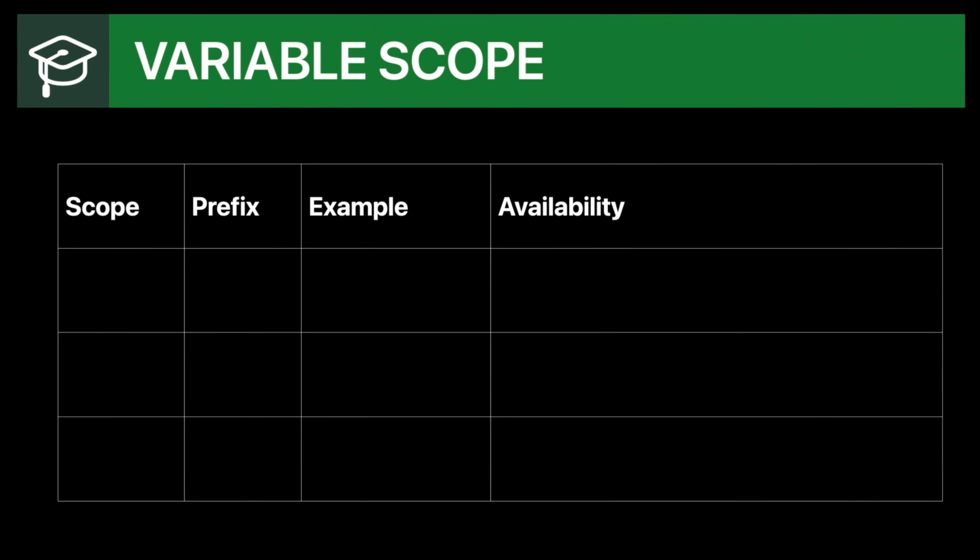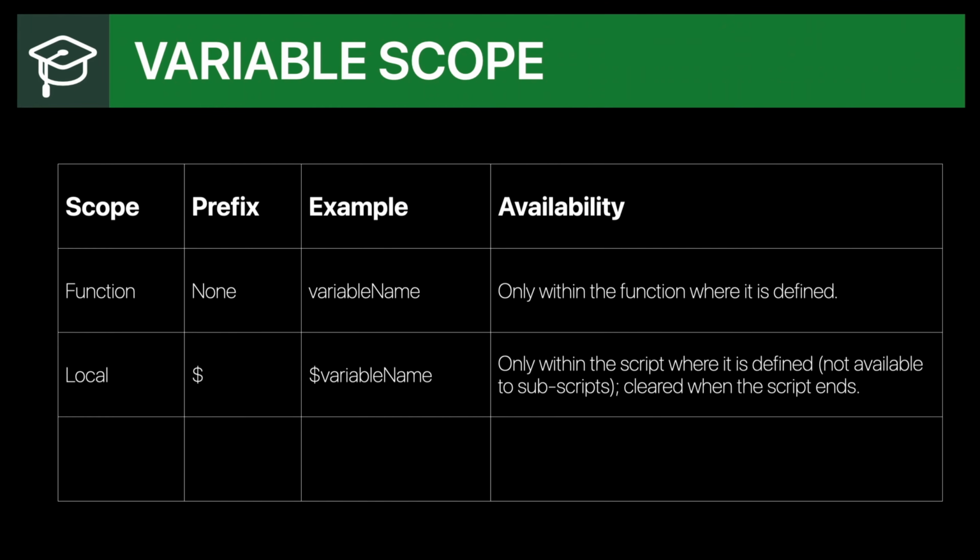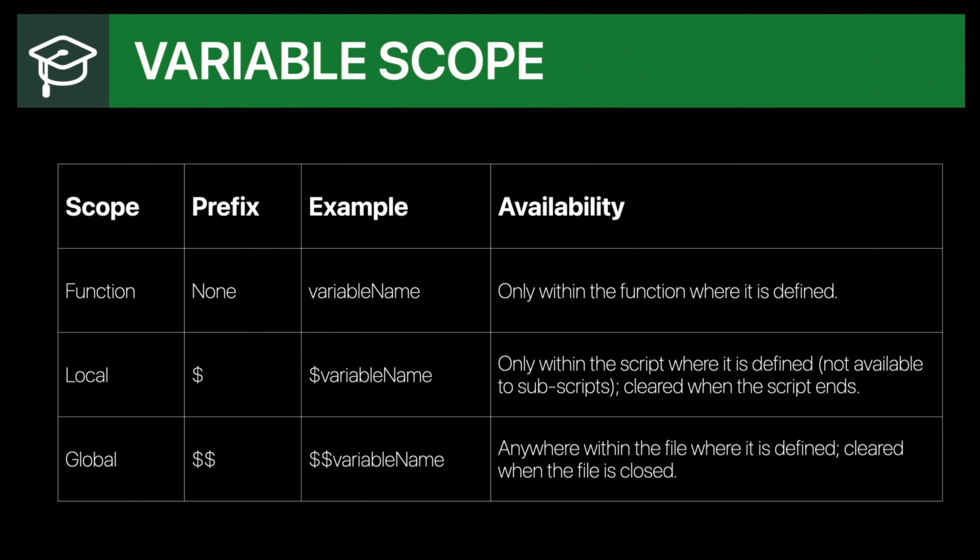As I mentioned earlier, variables have a scope depending on the type you create. First, we have the variable that you would create in a function, such as using the Let function or the While function. Those variables don't require a prefix, and they are available only within the function itself where they are defined. Then we have a local variable, which has a prefix of a single $ sign. The availability is only within the script where it's defined. It's not available to subscripts, and a local variable is cleared when the script ends. And then we have a global variable with the prefix of $$ signs. The availability is anywhere within the entire file where it's defined, and that variable is cleared when the file is closed. So now let's take some time and look at all three of these variable types in a variety of examples using our demo file.